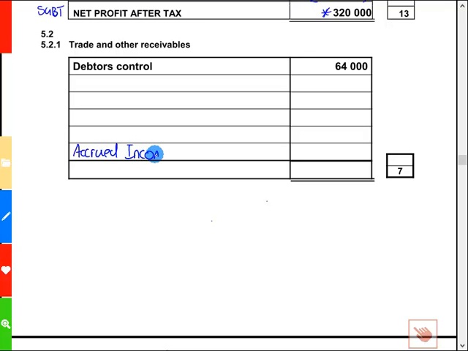I'm starting here at the bottom because if you know the format of the trade and other receivables note, you will know that you need to record the provision for bad debts. Okay, and then the net effect of the debtor's control and the provision for bad debts is going to give you the net trade debtors. And we also know what else forms part of the trade and other receivables note. Possibly the SARS account, but we've already ruled that one out because it's part of the liabilities. Okay, so we're not having that one.